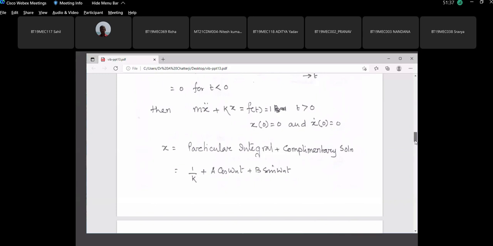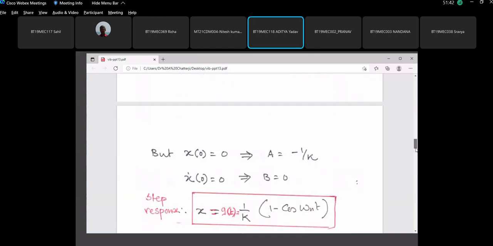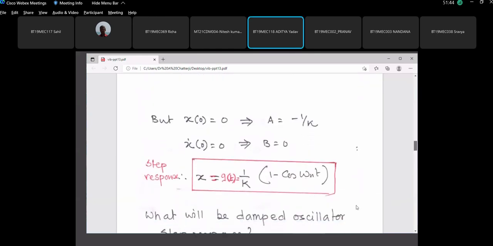Sir, x will be 1 by k in the bracket 1 minus cos omega n t. Yeah, this is the answer. And this particular response is written using g. So this is the convention.